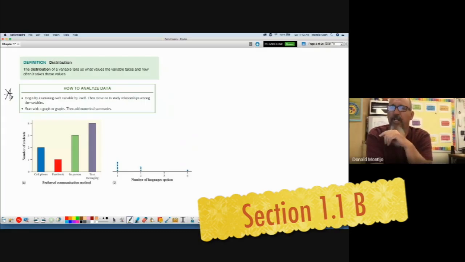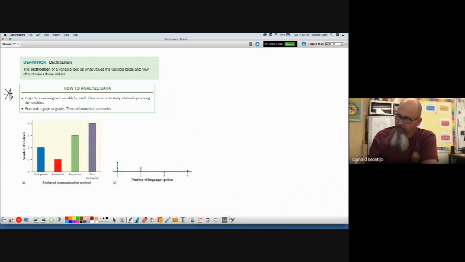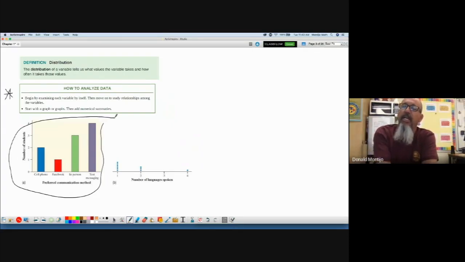Here's a couple of different examples right here. This right here is called a bar graph. It is categorical. The question: what is your preferred communication method? Do you like cell phone, Facebook, in person, or text? So they randomly asked individuals what their favorite way to do this was. And they took 10 randomly selected people and said, what's your preferred communication method?